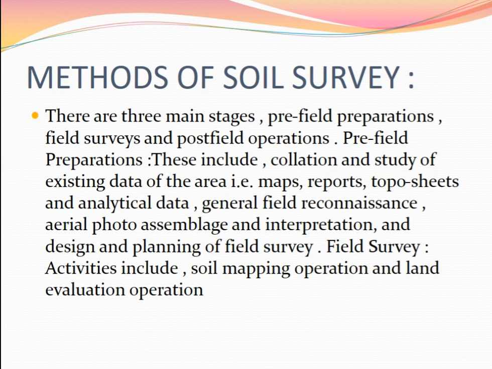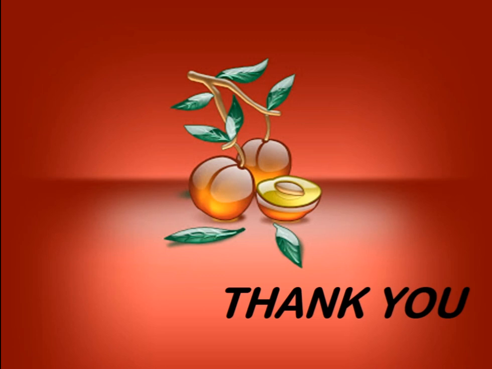Then that is all about the types of soil survey. Then there are certain methods of soil survey to be undertaken. There are three main stages: pre-field preparation, field surveys and post-field operation. Pre-field preparation includes collation and study of existing data of the area, maps, reports, topo sheets and analytical data, general field reconnaissance, aerial photo assemblage, interpretation, and design and planning of the field survey. Field survey activities include mapping of soil operations and land evaluation operation.